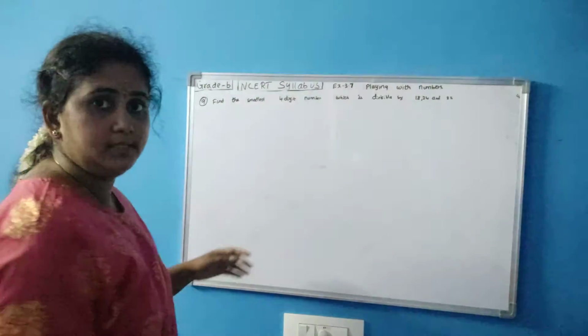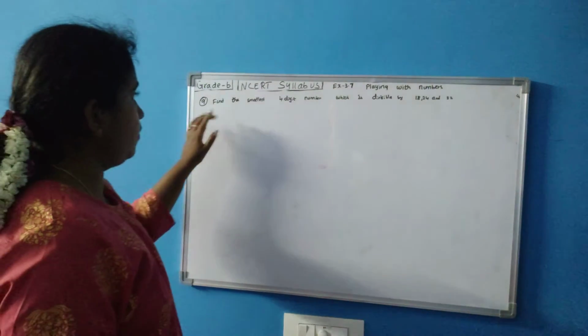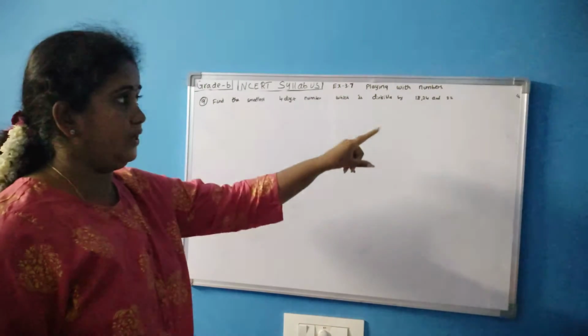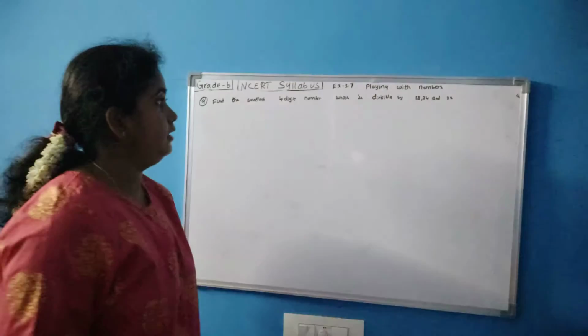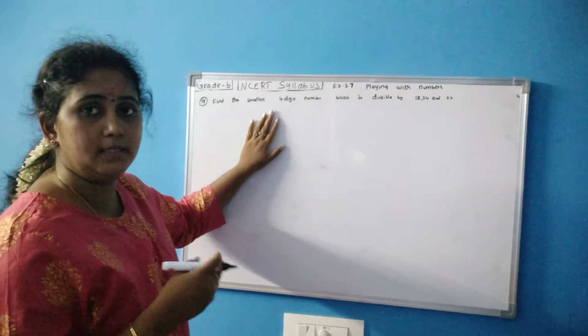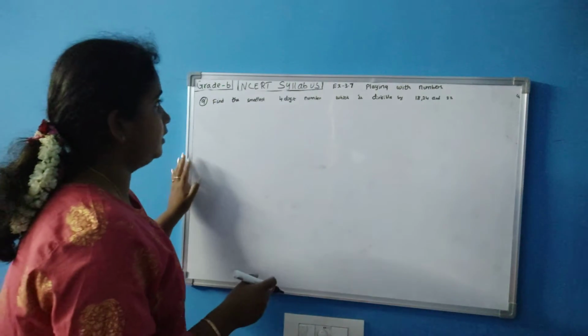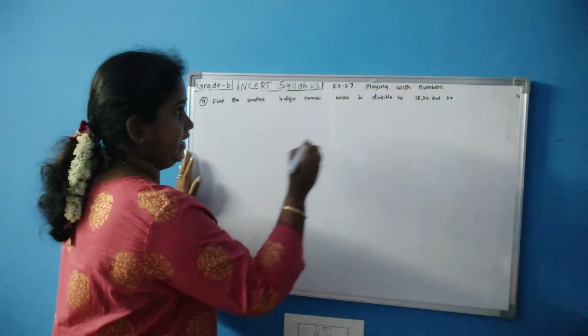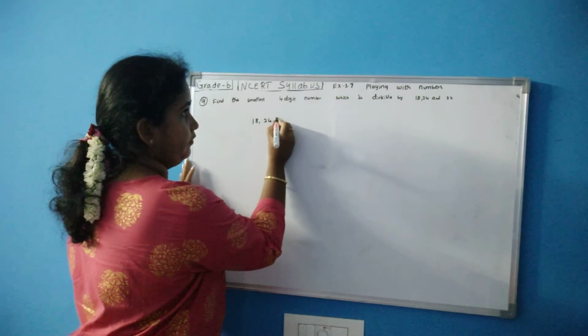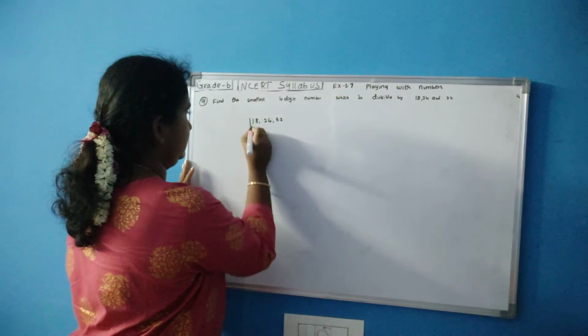So here is your next sum. Find the smallest 4-digit number which is divisible by 18, 24 and 32. Okay, this sum is similar to the sums in the part 1. Now you have to find the LCM of 3 given numbers. Find the LCM of 18, 24 and 32, right?